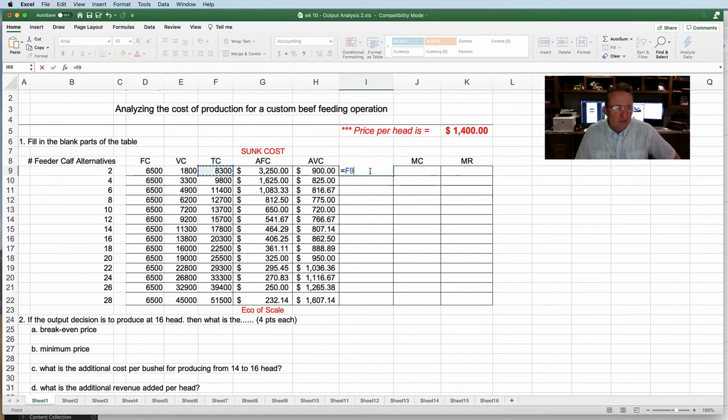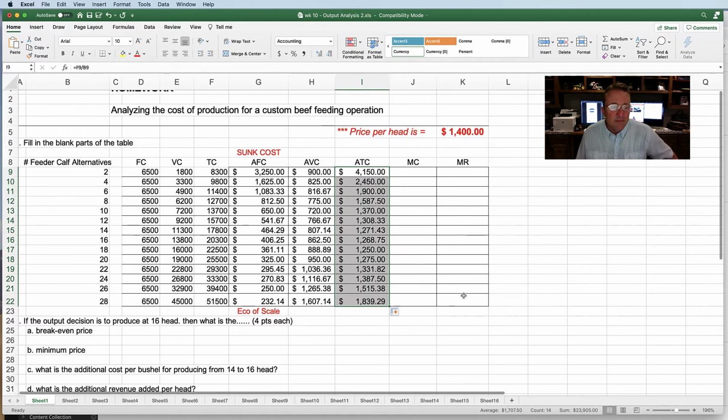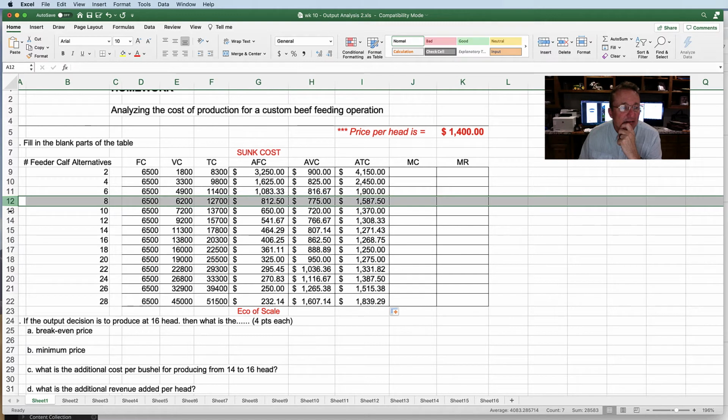Okay, average total cost. Same idea. Take total cost, all the costs now. Forget fixed and variable, and run those across there. So if you were looking at selling about 10 head of your operation, let me highlight 10 right there.